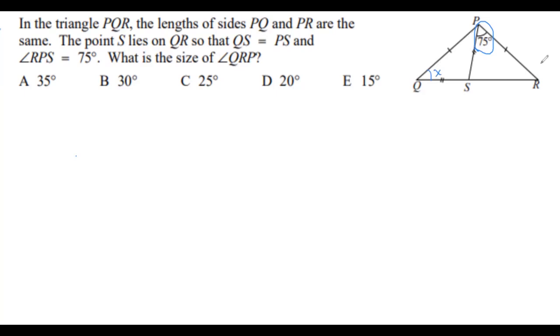Can anyone just tell me what other angles are equal to X in this picture? Right? QRP is one of them. And QPS is the other one, right? So now this is actually enough to solve the problem. So what is X? That's what we need to solve. QRP is X. So what is X?